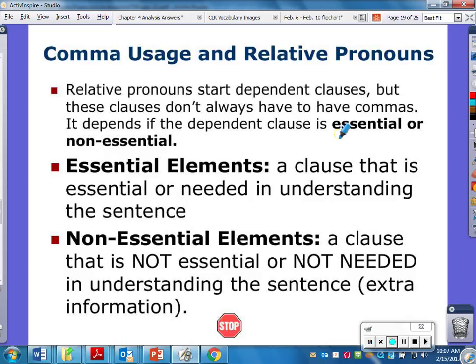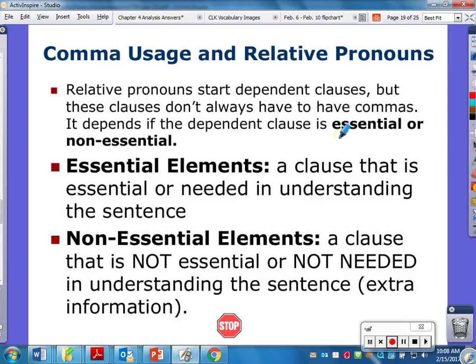Now I want you to think about the word essential and non-essential first. Think about what essential means. Essential means that things are needed. Water is essential for life. Air is essential for life. Now think about things that are non-essential. Non-essential means things that are not needed. Having a cell phone is a non-essential item that is not needed for life.